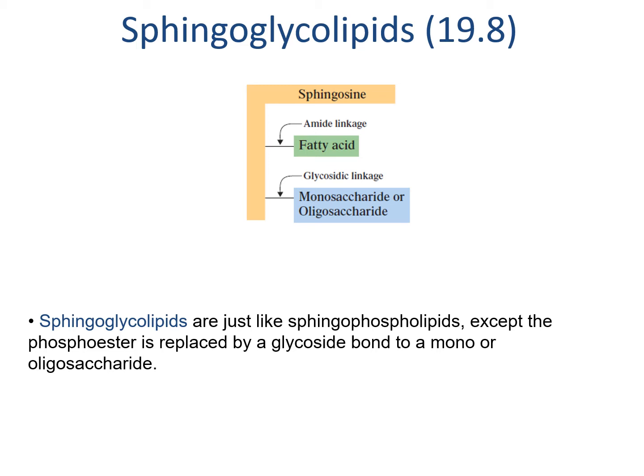As this is the polar part of the sphingoglycolipid, this carbohydrate rather, that carbohydrate is typically shown on the outside surface of a membrane, where it can interact with water. This is an important way for cells to recognize each other. The types of sphingoglycolipids present on a blood cell, for example, actually determine blood type.